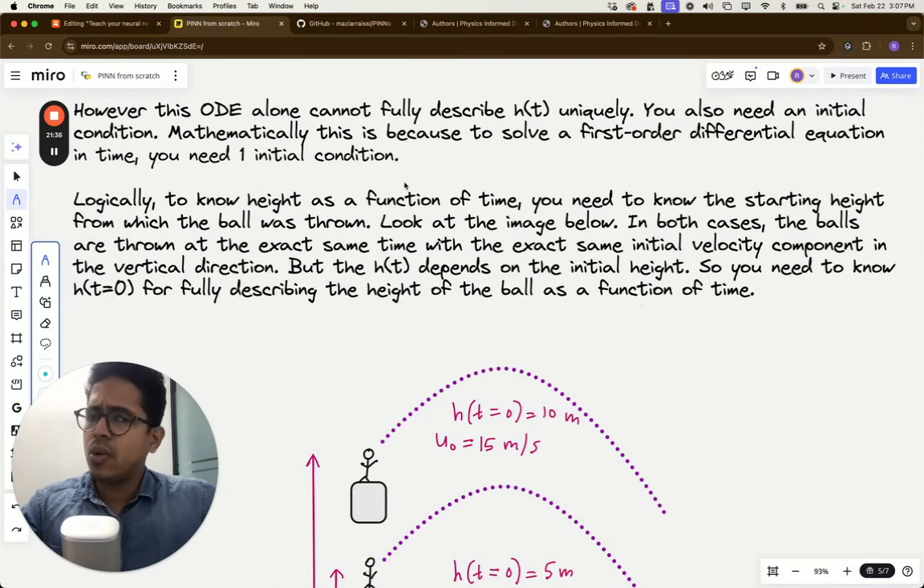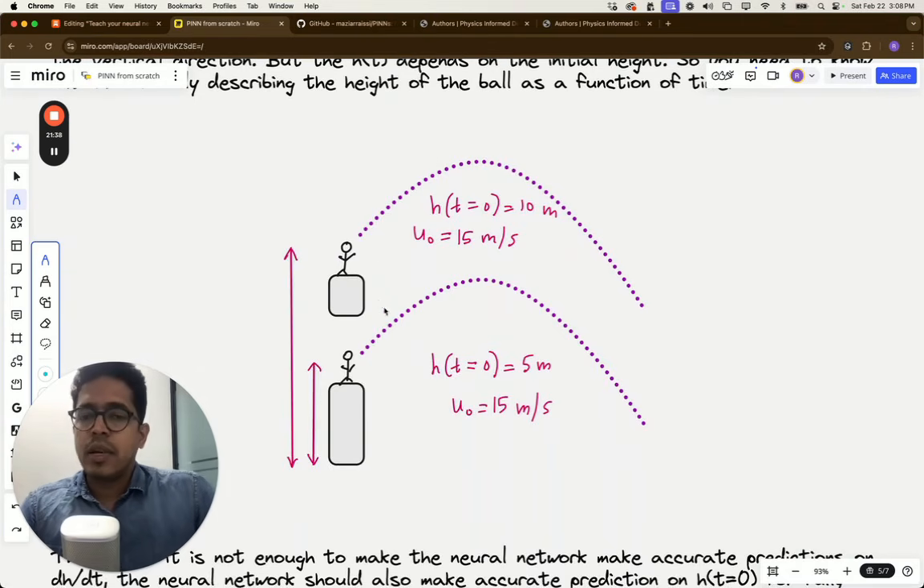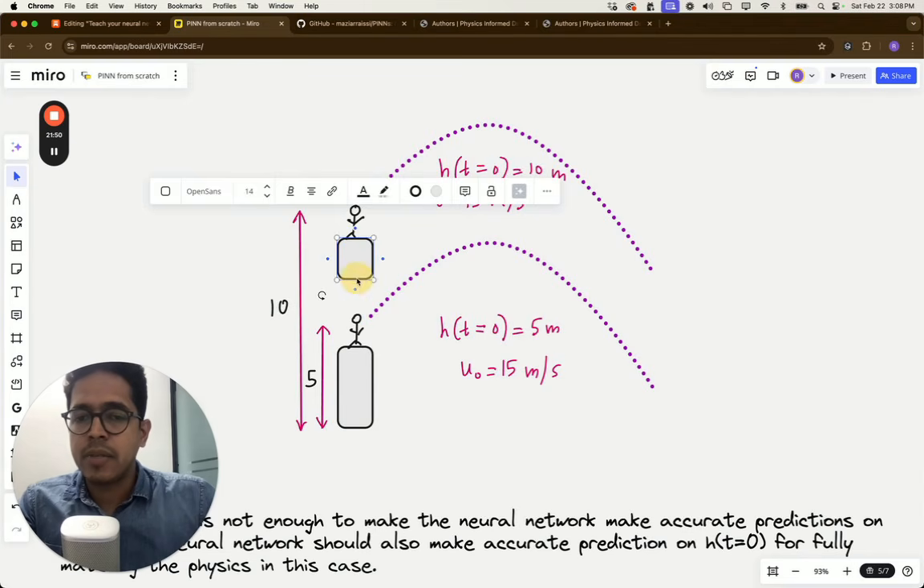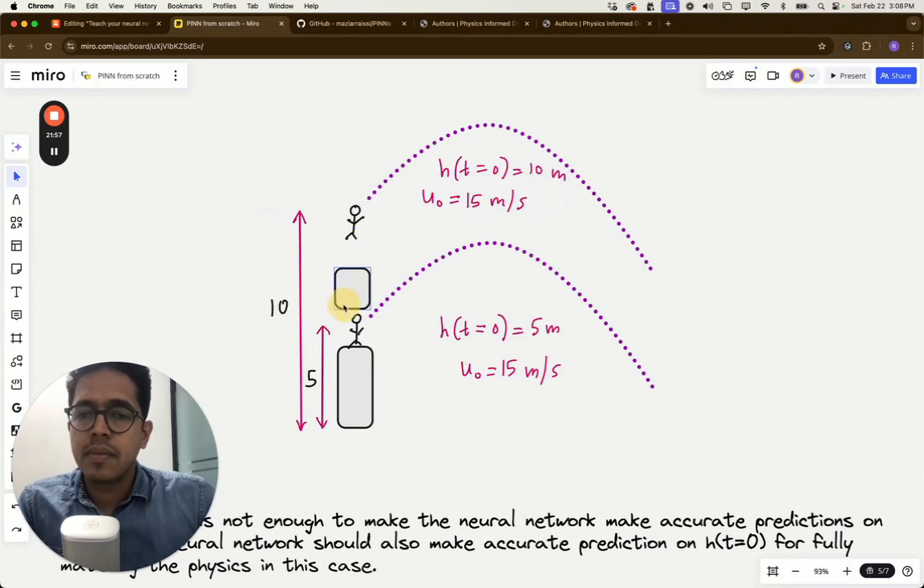But logically also, there is one way to think about this. So let's say there are two people. This guy is throwing from a height of 5 meters. This guy is throwing from a height of 10 meters. So this guy is standing on a, let's say, taller platform. I'll just elongate this perhaps. Maybe that way confusion is not there. Like this. So the guy behind is throwing from a bigger platform of height 10 meter. This guy from a 5-meter platform.